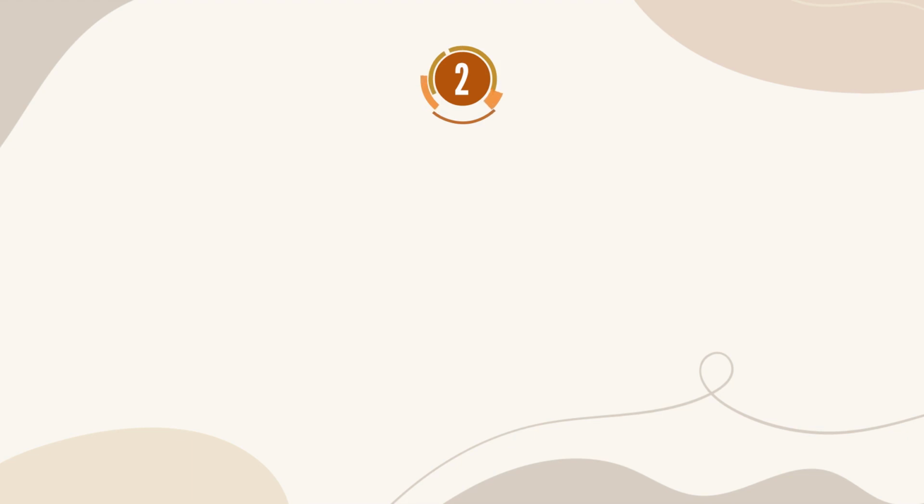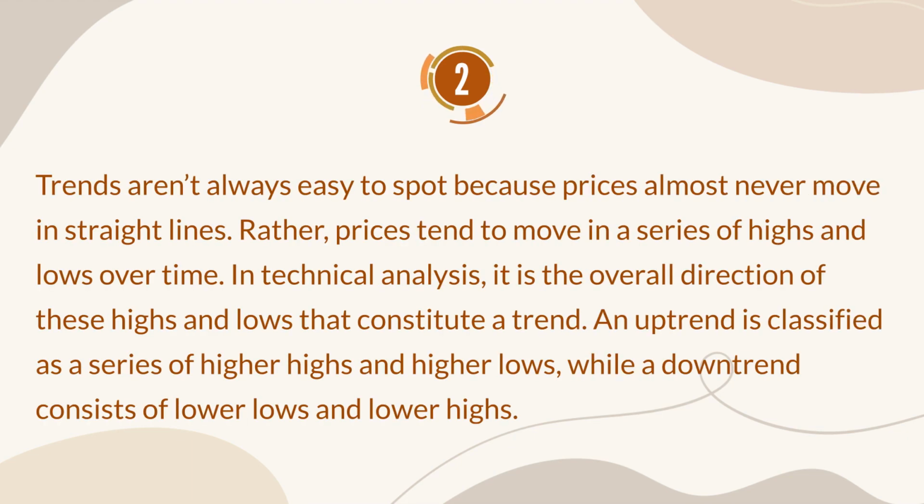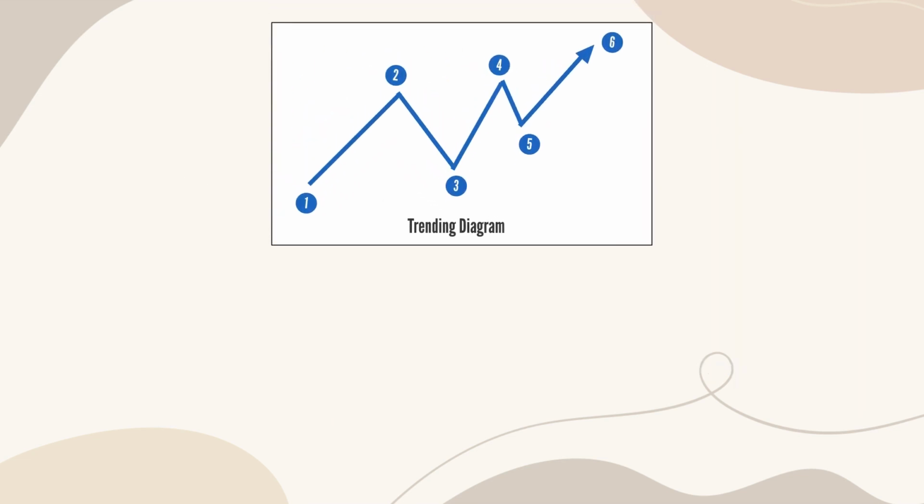Number 2. Trends aren't always easy to spot because prices almost never move in straight lines. Rather, prices tend to move in a series of highs and lows over time. In technical analysis, it is the overall direction of these highs and lows that constitute a trend. An uptrend is classified as a series of higher highs and higher lows, while a downtrend consists of lower lows and lower highs. Here is an example of an uptrend.